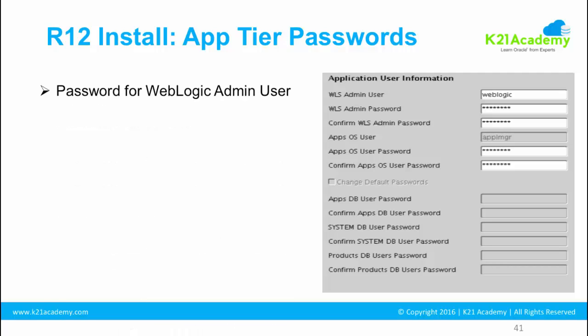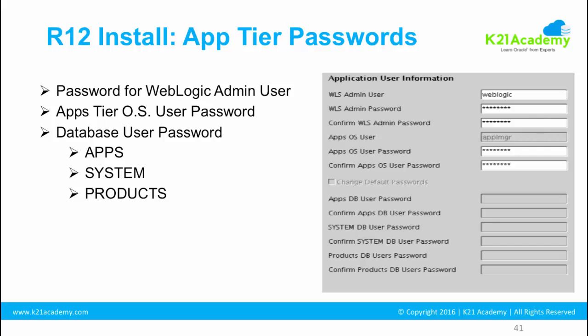Then on the next screen, you specify the passwords. With this release 12.2, another feature is that you can change the default passwords at the time of configuration. It was not possible in the previous version, but you can change them here. So you specify the password for the WebLogic user, you enter the application tier operating system user and password, confirm, and you can also select the database user password. So you get an option to change the apps password, system password, and product schema passwords. You can change all of these.